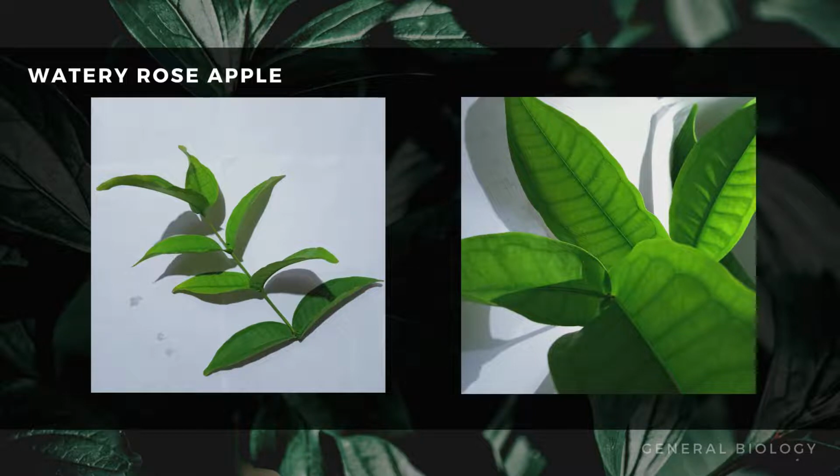The leaves are edible and are sometimes used to wrap food. The shape of the leaves is elliptic and it has a margin of entire and its venation is reticulate.